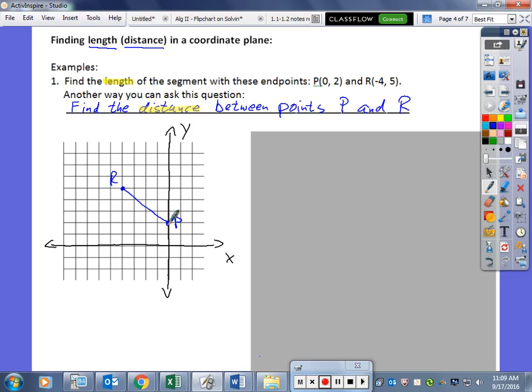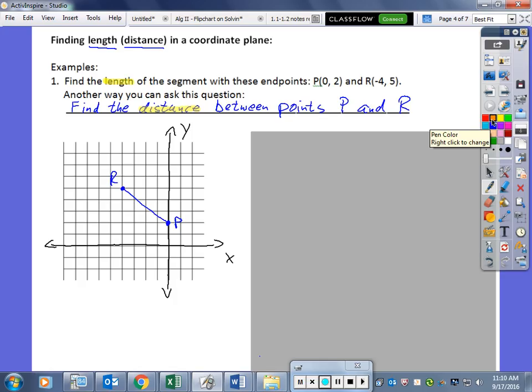And this is the segment that we would like to know the length of. But as you know, on a coordinate plane, we cannot count the boxes going diagonally like this. We can only count going up and down or going to the left and right. But why don't we try doing that right now?